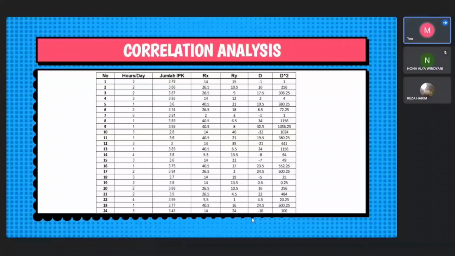Having the average rank calculated, we finally can calculate the actual rank of both of the data. In this table, we have several columns. The first column is the number of the data. The next column is the hourly rate of reading the Webtoon per day. The next column is the GPA score, and the RX column is the rank of the hourly rate. The RY column is the rank of the GPA. The D is the difference of the ranks, which is basically RX minus RY. And the last column is the D square.